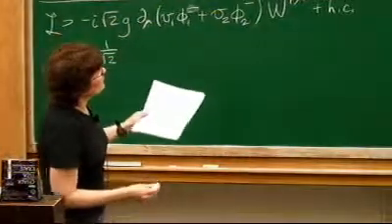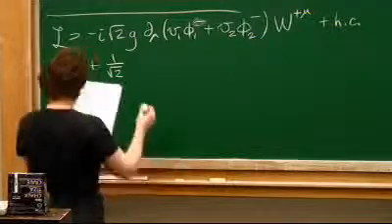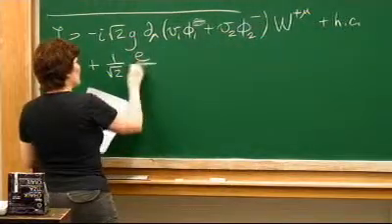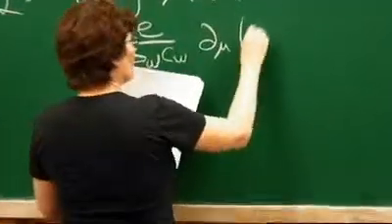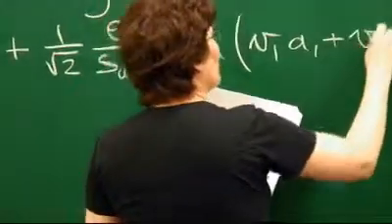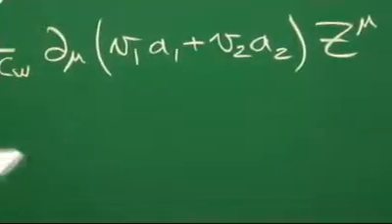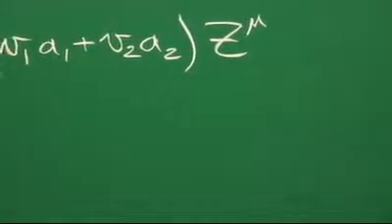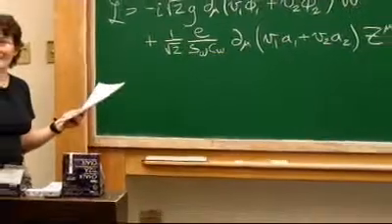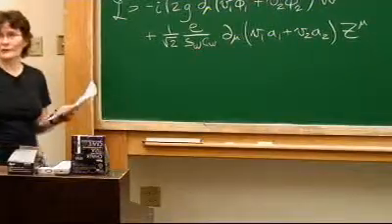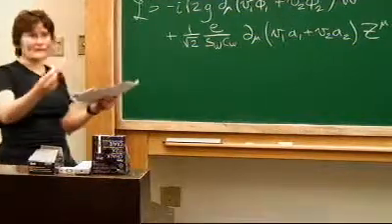I lost an i. No, I didn't lose an i. I multiplied the i in front of the d mu a by the i in front of this term. V over SWCW, derivative of V1 A1 plus V2 A2, Z mu. Okay. And no term involving the photon because the photon stays massless. All right. So essentially what I've just done here is identify the states that have to be gauged away when you go to unitarity gauge in order to get rid of these weird scalar and gauge boson interchange diagrams.